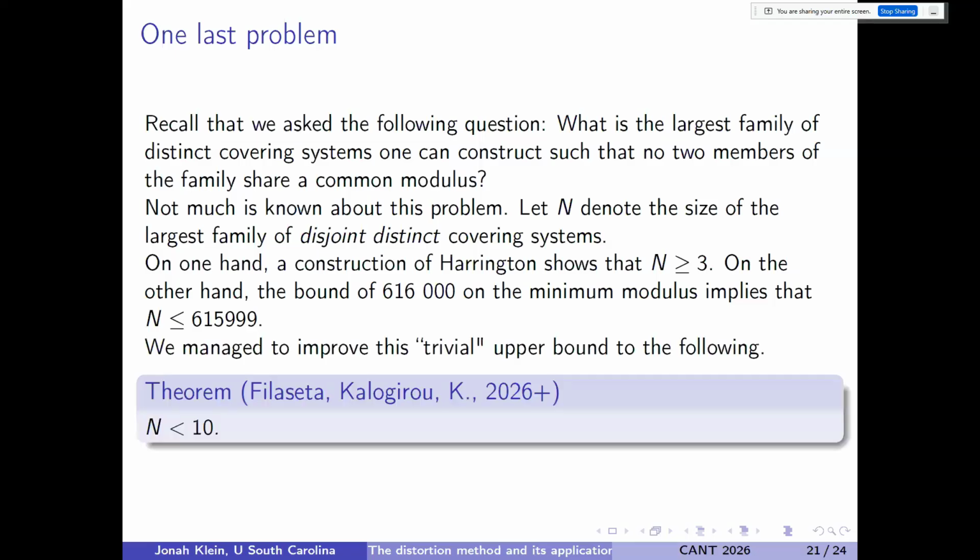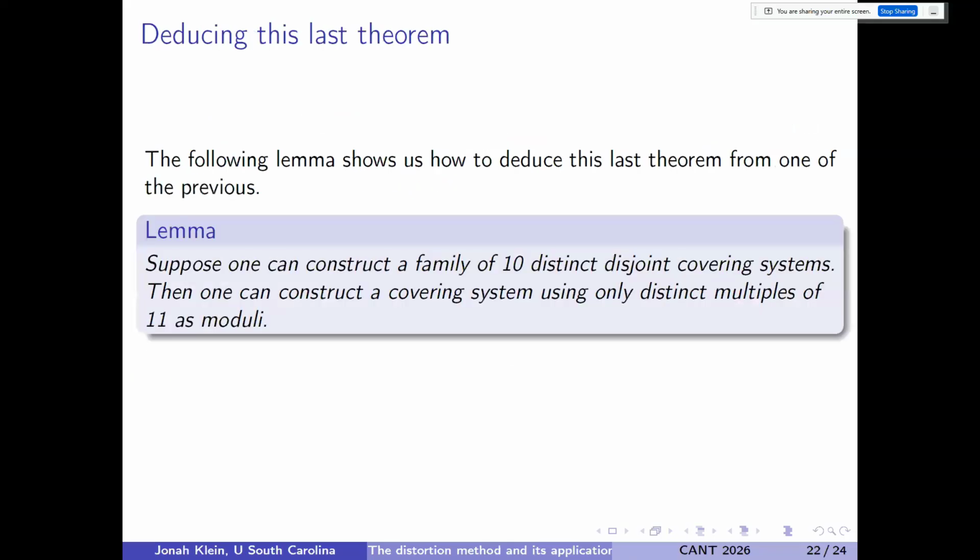We managed to improve that to the following. N is actually smaller than 10. And the following lemma is actually how we get that result. Suppose one can construct a family of 10 distinct disjoint covering systems. So suppose that other result was false. Then one can construct a covering system using only distinct multiples of 11. So once again, that 11 is coming back.